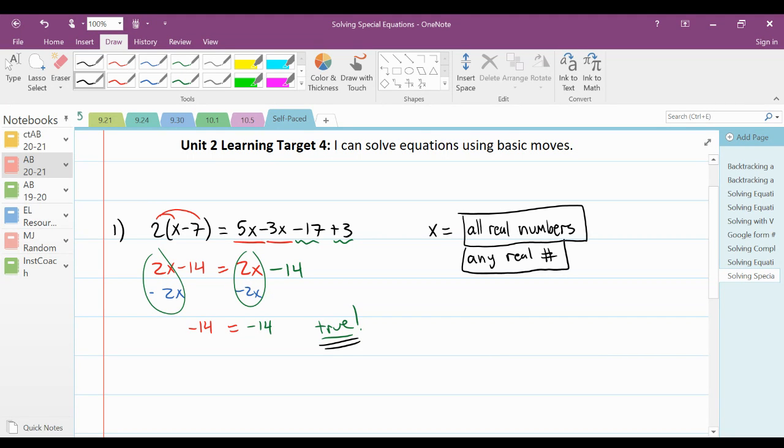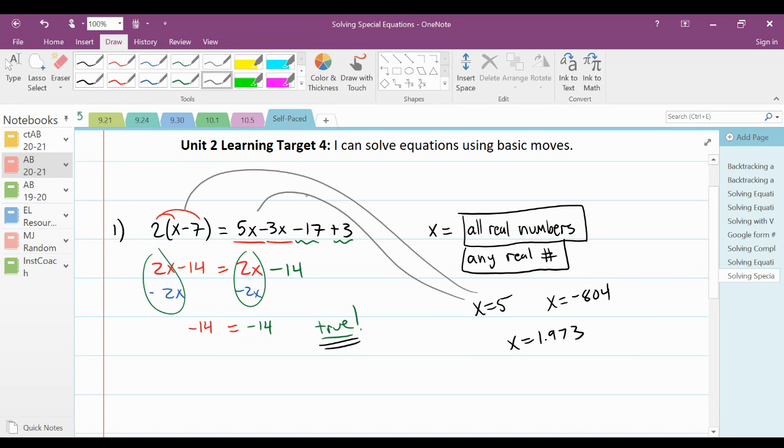Both of these would be good answers because no matter what x is, I could have x be 5, I could have x be negative 804, x could be 1.973. Any of these x values, if I were to substitute them in wherever I see an x and try this equation out, I would be left with a true statement. So sometimes our equations will have a variable that drops out and we'll be left with a true statement, which means our answer is all real numbers or any real number works. So that's one new instance.